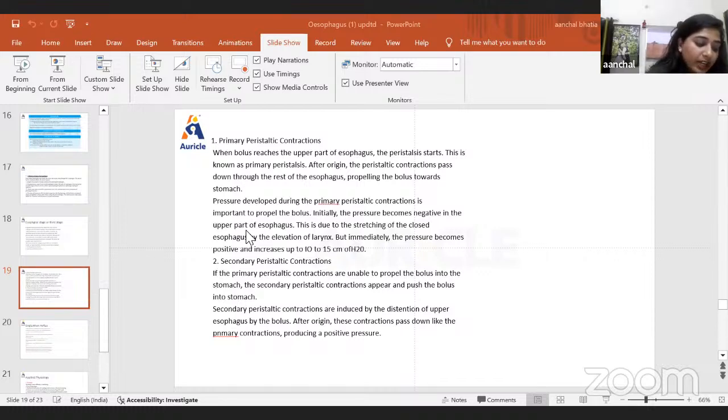If the primary peristaltic contractions are unable to propel the bolus into the stomach, the secondary peristaltic contractions appear and push the bolus into the stomach. Secondary peristaltic contractions are induced by the distension of the upper esophagus by the bolus. After origin, these contractions pass down like the primary contraction and produce a positive pressure. Another thing also happens in the secondary peristaltic contraction: there will be relaxation of the lower esophageal sphincter, so that the sphincter opens and the food will push down itself into the stomach.